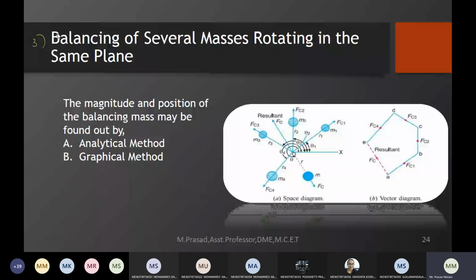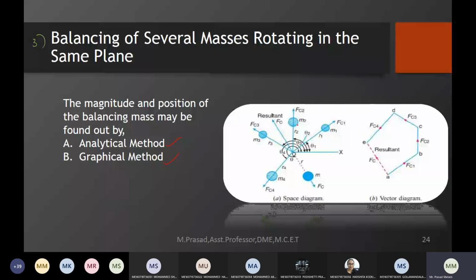Balancing of several masses rotating in the same plane can be solved by two methods: one is the analytical method and the second one is the graphical method. You can see there is only one plane here, the x-axis. How many masses do I have? Several masses. Let m1 be one mass, located at an angle theta1 at radius r1.